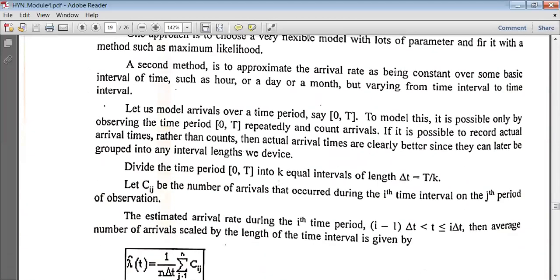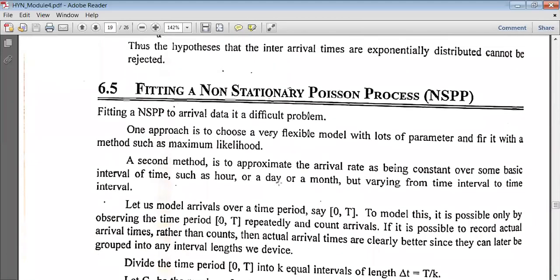The last topic in your fourth module and also in your syllabus is fitting a non-stationary Poisson process to arrival data. It is a difficult problem. One approach is to choose a very flexible model with lots of parameters and fit it with a method such as maximum likelihood. A second method is to approximate the arrival rate as being constant over some basic interval of time, such as an hour, a day or a month, but varying from interval to interval.